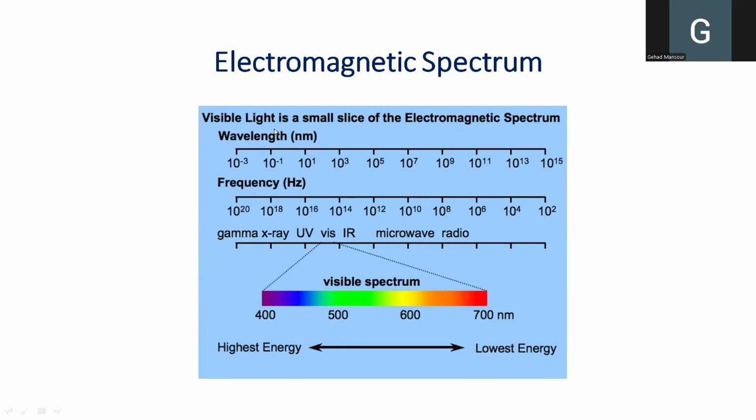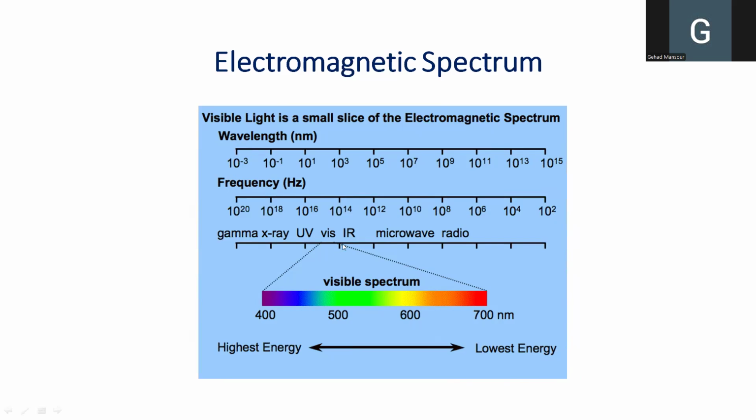The visible light is only a small slice of the electromagnetic spectrum, meaning that if you look here at the electromagnetic spectrum, it starts at a wavelength of 10 to the power minus 3 nanometers and ends at a wavelength of 10 to the power 15 nanometers. Of course, you know that the longest wavelength is associated with the lowest frequency, and the shortest wavelength is associated with the highest frequency, as you can see on the diagram.